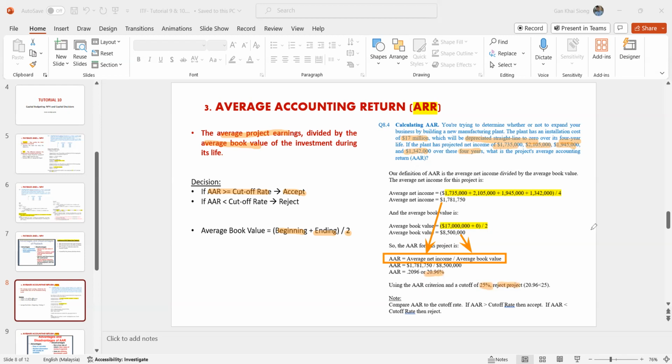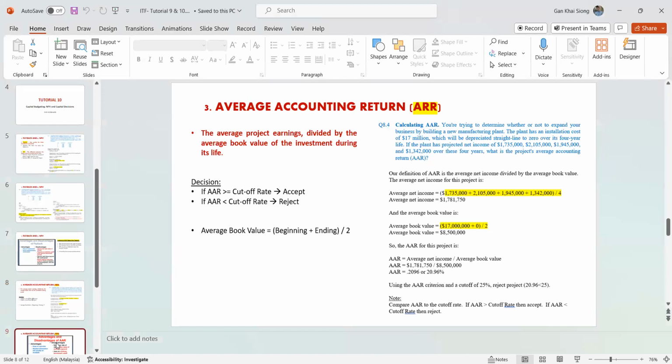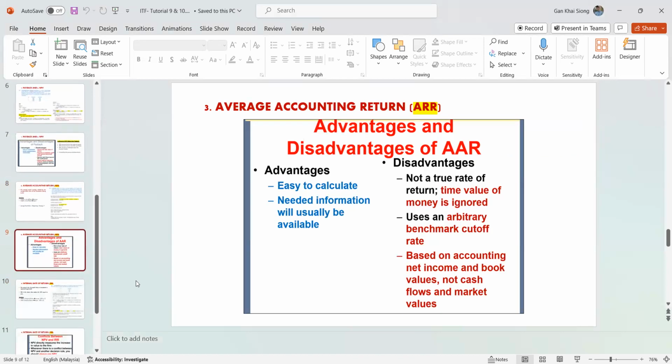Okay, so what's next is, once you are able to get the answers, we move on to the advantages and disadvantages, which is the pros and cons of the AAR. So again, it's easy to calculate because you just use the formula itself and you get the answers. It's a good supplementary information, but the bad thing is it doesn't take into account the time value of money, unlike NPV.